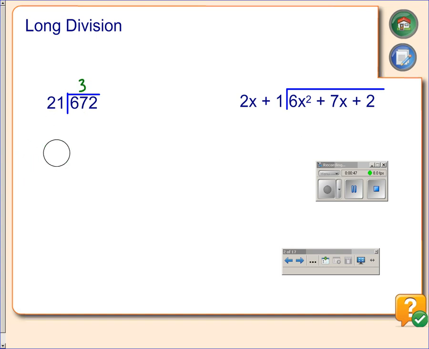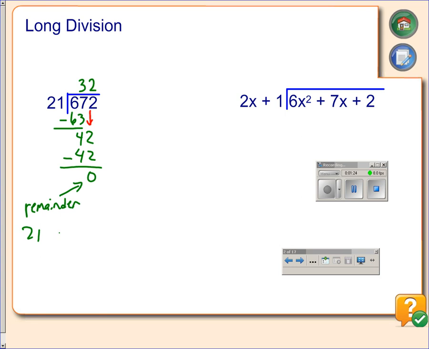Once I have determined that 3 is my number, then I multiply 3 times 21, which gives me 63, and then I subtract, which gives me 4. Once I know that I have 4 left over, I can bring down the 2 and see how many times 21 goes into 42. Since 21 goes into 42 2 times, I put the 2 up here, multiply, subtract, and I get 0. This tells me the remainder is 0. So that means 21 and 32 are factors of 672. Okay, that's just plain old long division.